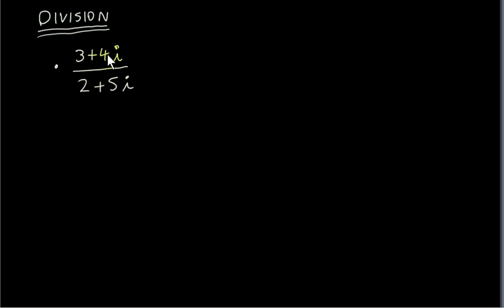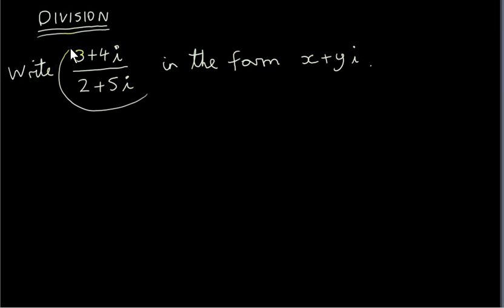Well, what we want to do actually is to write these two complex numbers as a single complex number. So you'd often see a question like this: write (3 + 4i) over (2 + 5i) in the form x + yi. Basically, all this means is we want to write this complex number as a single complex number. This is a single complex number, so we have to find out what x and y are. Now the way we do that is make use of the idea of complex conjugate.